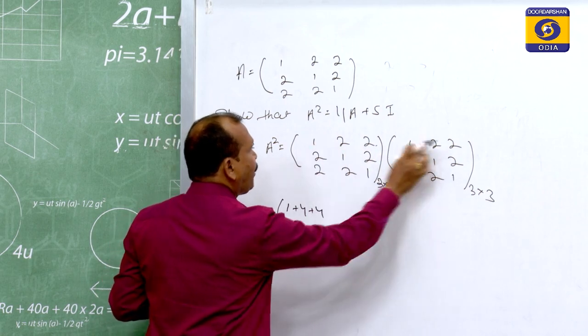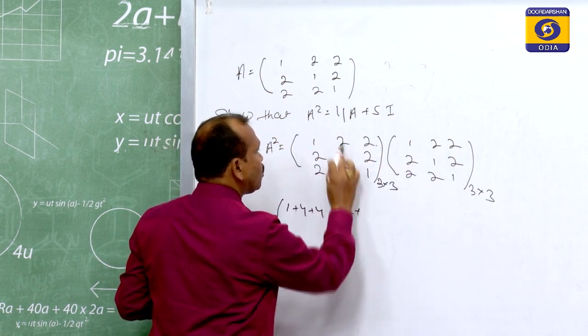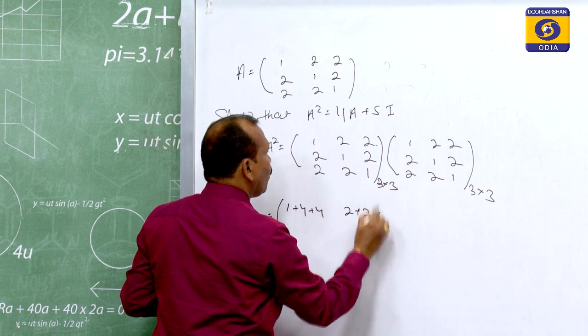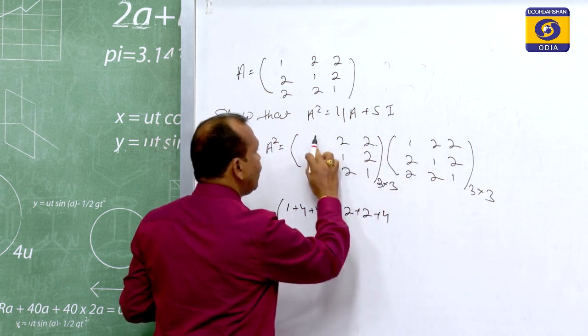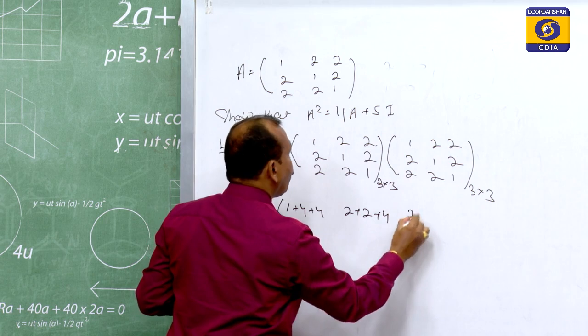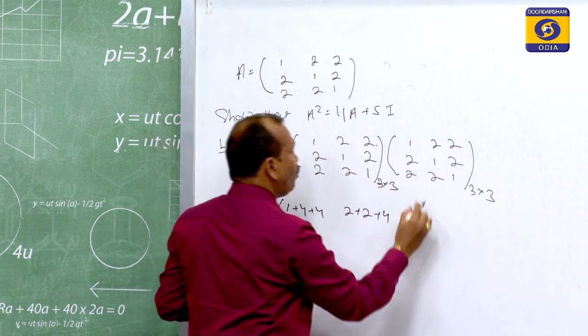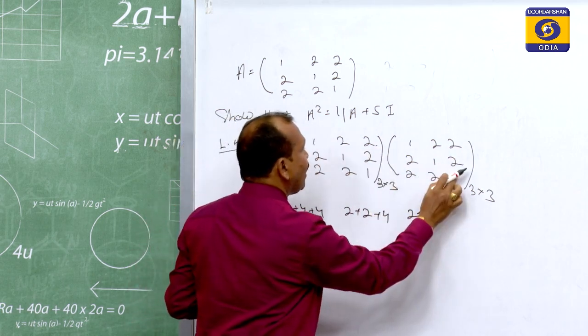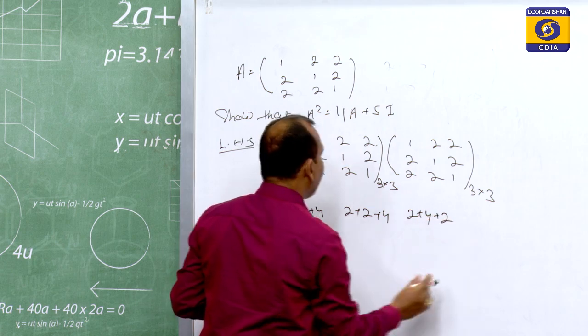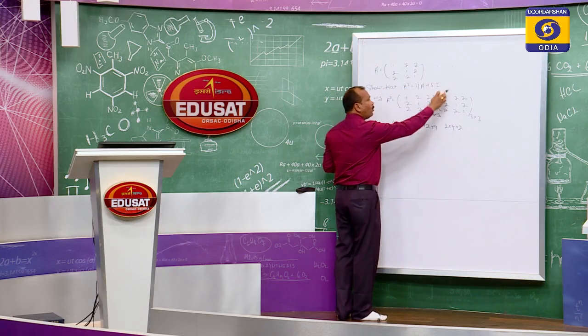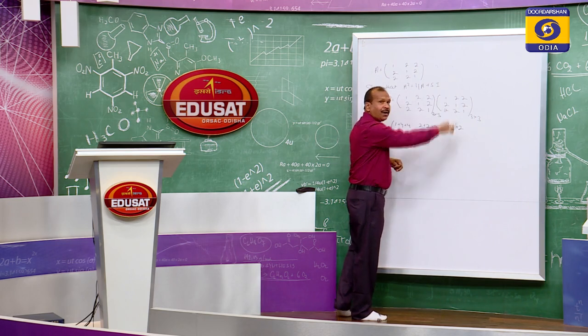Then 1 into 2 is equal to 2, plus 2 into 1 is 2, plus 2 into 2 is equal to 4. Then 1 into 2 is 2, 2 into 2 is 4, 2 into 1 is 2. Similarly, second row with first column, second column and third column.